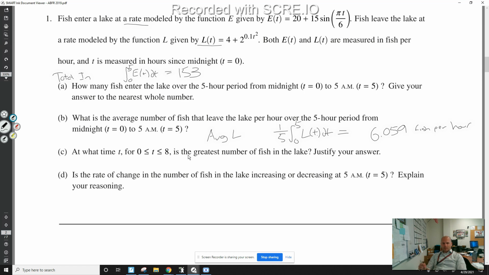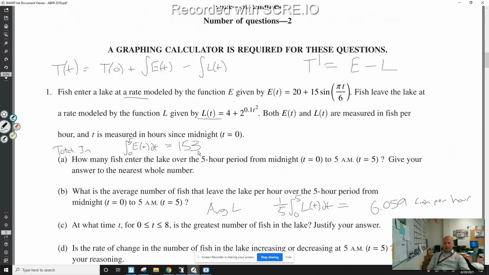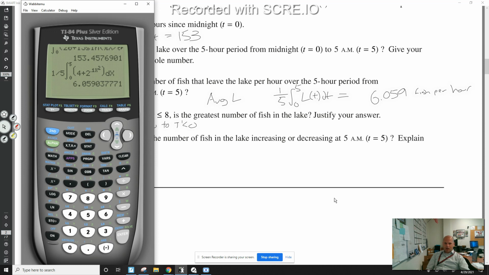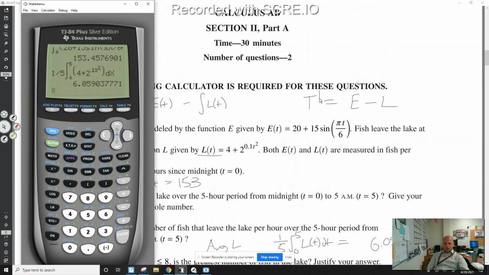All right, here we go. When do we have the greatest number of fish in the lake? Okay, when is the total a max? We want to find the max of T. Well, that's when T prime is going to change signs from positive to negative. We need to look at the graph of T prime. T prime, which is the derivative of the total, is E minus L, velocity in minus velocity out.